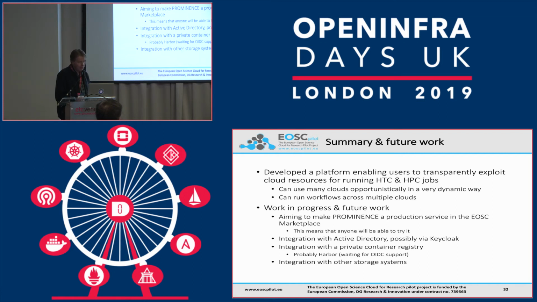And in terms of ongoing work, one thing we're doing is aiming to make Prominence a production service in the EOSC marketplace. This way, basically anyone can access Prominence and try it out just using their home credentials. We want to look at integration with Active Directory, possibly using Keycloak, because, for example, our site doesn't actually have an identity provider. We want to look at integration with private container registries. At the moment, Harbor looks like the most promising option, but we have to wait for the OpenID Connect support. And also, we're still looking at integration with other storage systems that are available within EOSC Hub.